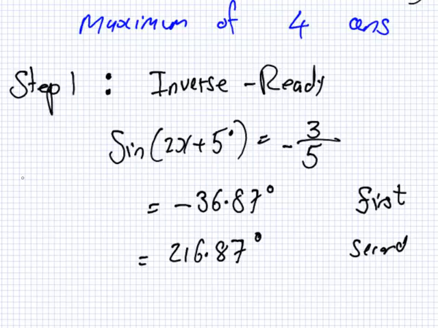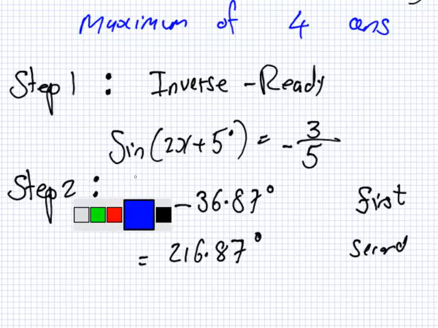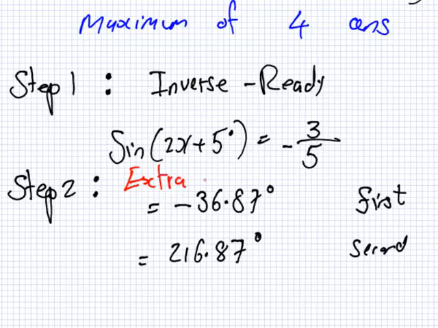Actually, if you want, this is now step 2. And in this step, we need to make the extra answers. So how many answers do I have? I have 2 answers. But how many answers do I think I should have? 4. So the question is, how do we make more answers from the first pair? I wonder if anybody knows.